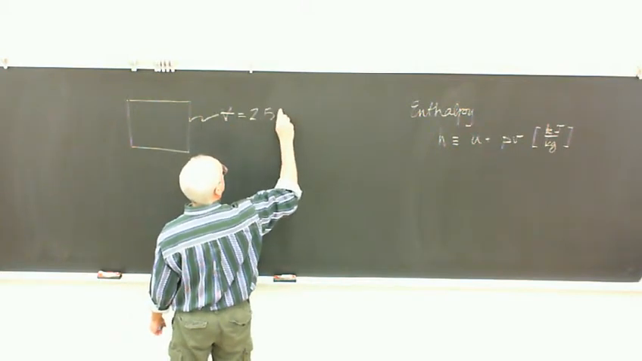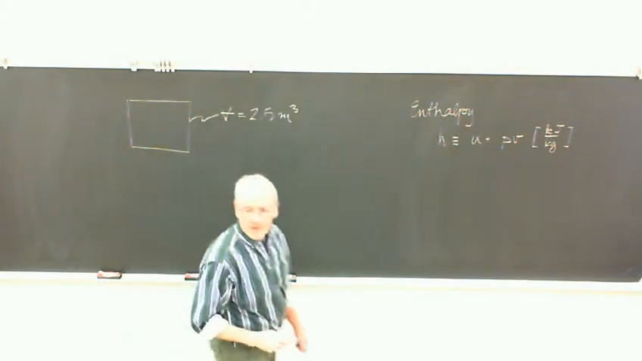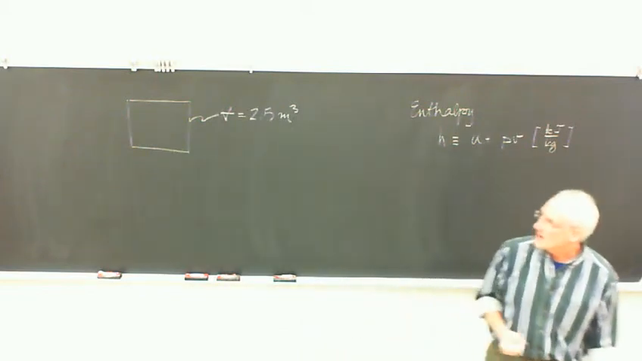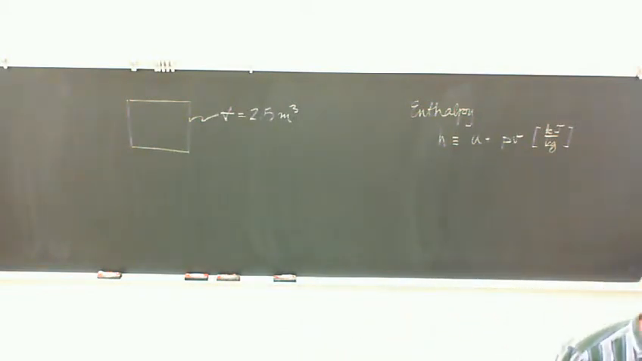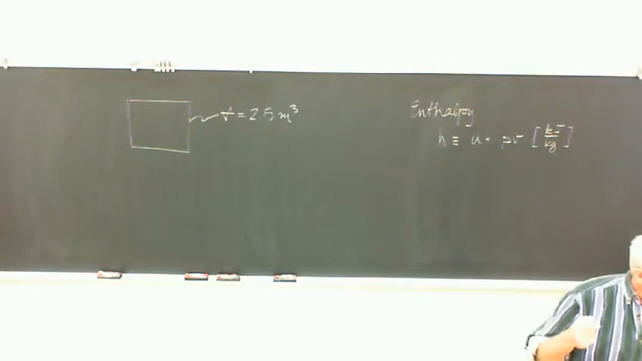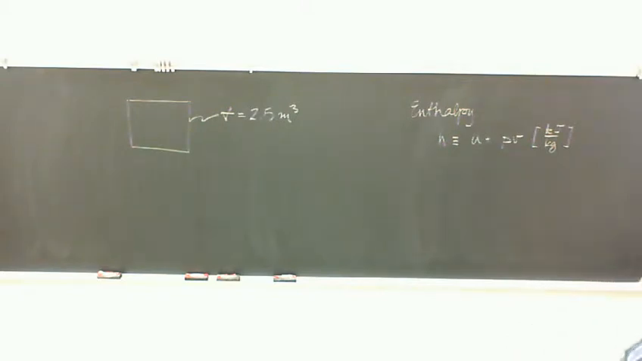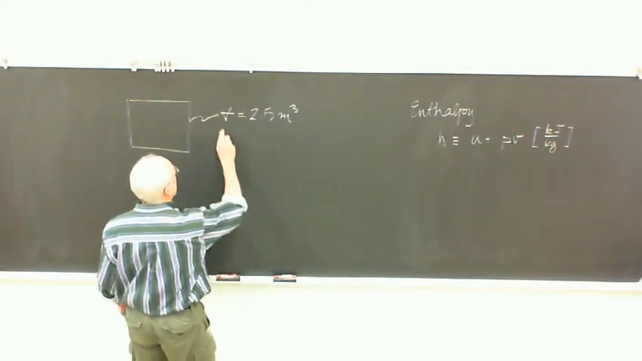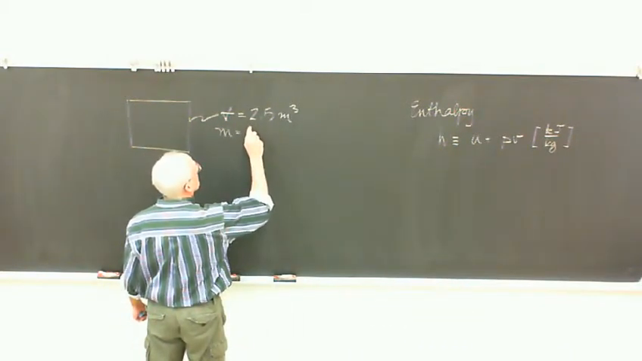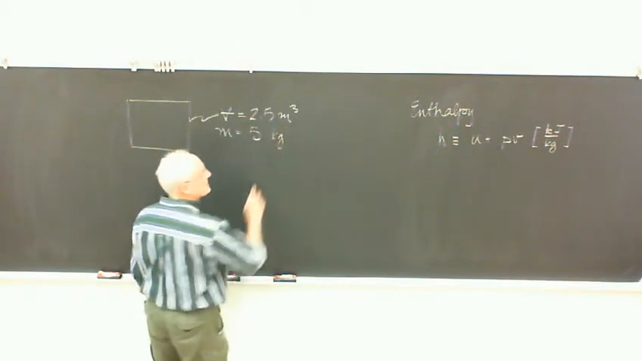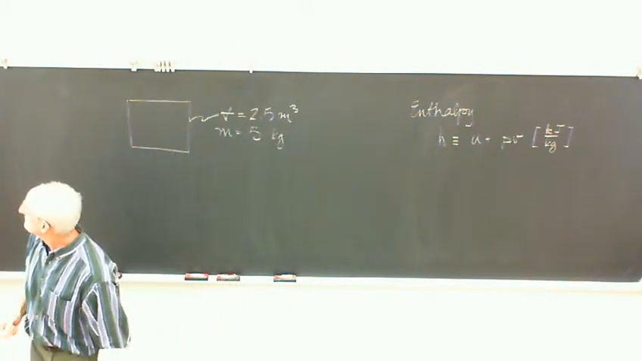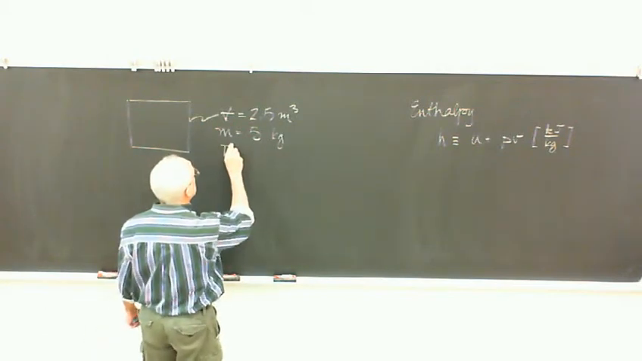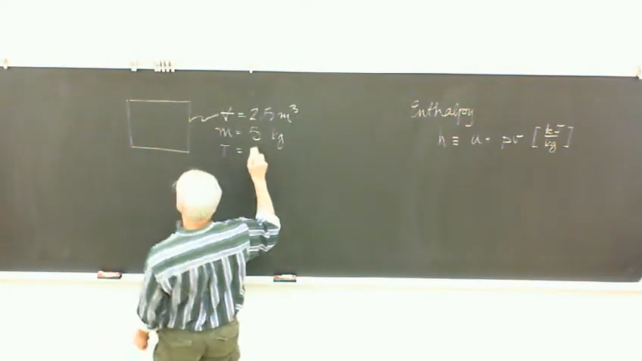So we have a 2.5 cubic meter tank in which we have 5 kilograms of water at 75 degrees C. Now, we don't necessarily know what the state of that water is in terms of, is there liquid and vapor? Is that all liquid? None of that's given. However, enough information is there to find out what's what. So the initial conditions, 75 degrees C.